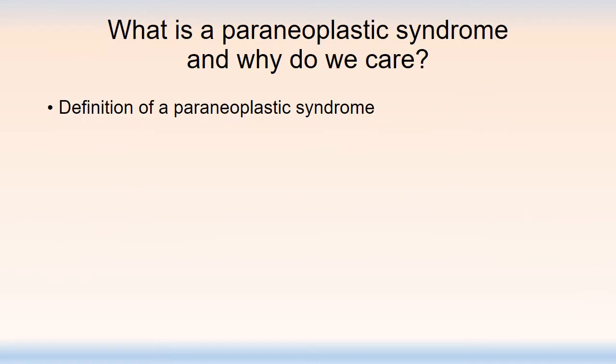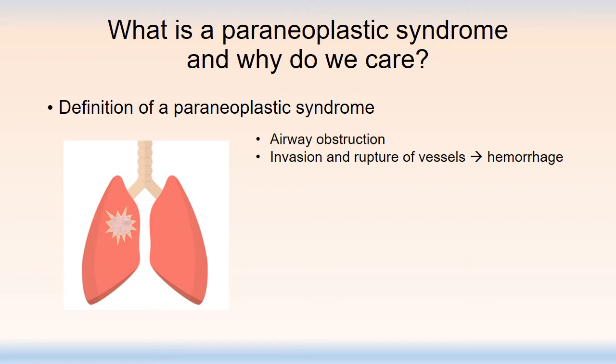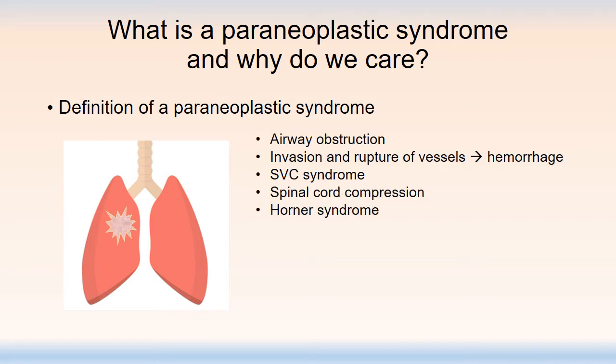So with that in mind, let's talk about what defines a paraneoplastic syndrome. If you have a tumor, such as lung cancer, that is growing, multiple complications can ensue. Some of these complications include things like airway obstruction, growth of the tumor into vascular walls causing rupture and subsequent hemorrhage, superior vena cava syndrome, where the SVC is compressed, compression of the spinal cord, Horner syndrome, where the sympathetic trunk becomes invaded and compressed by tumor.